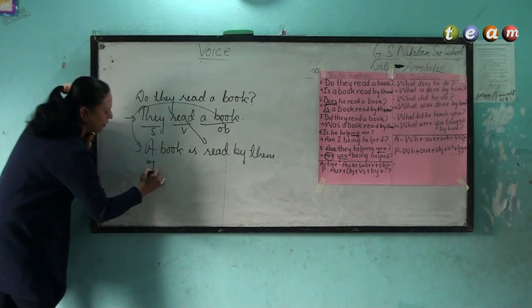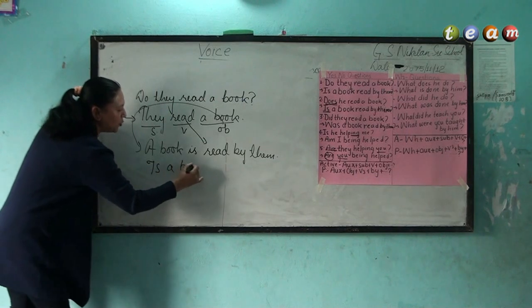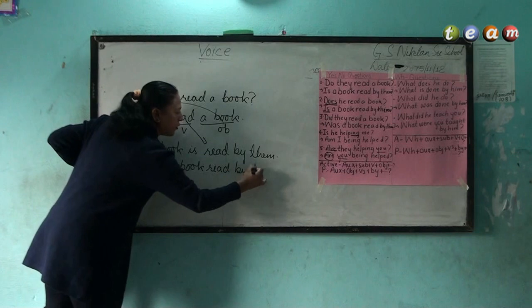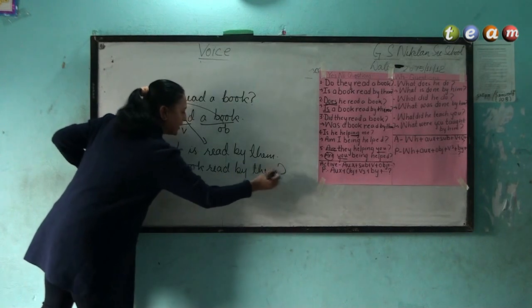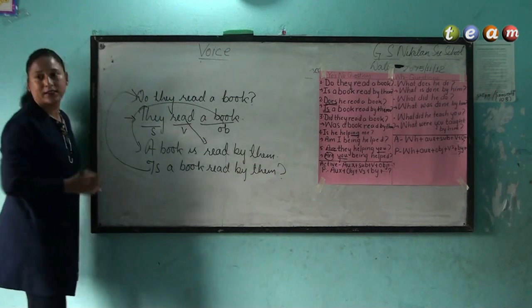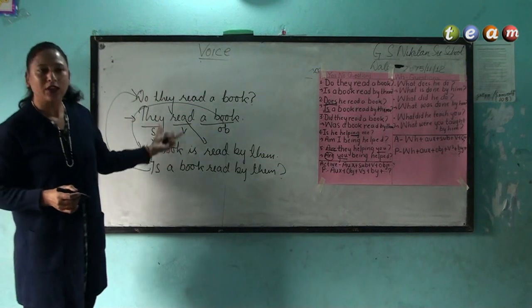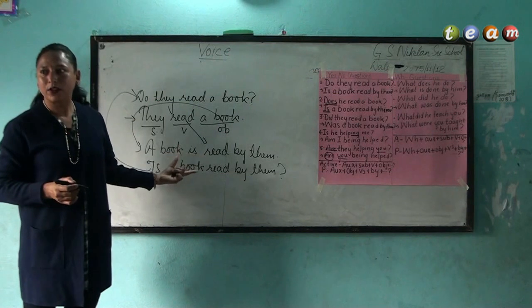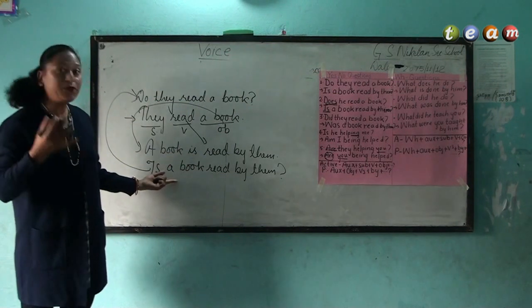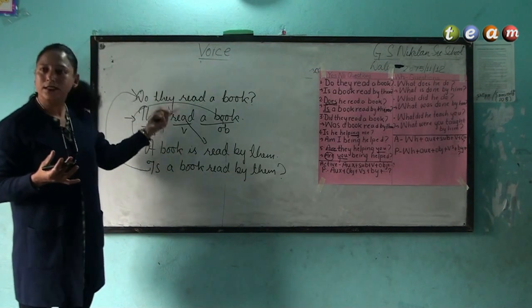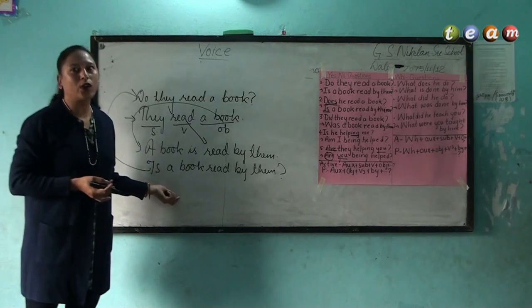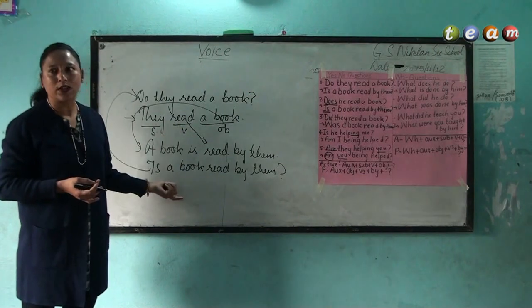Make a question for this one. Is a book read by them? Is the correct answer for this one. In this way also, you can easily solve yes/no questions. This is for your confusion. If you are confused, you can check in this way too. It makes it easy to do the work. You won't be wrong if you follow this rule.